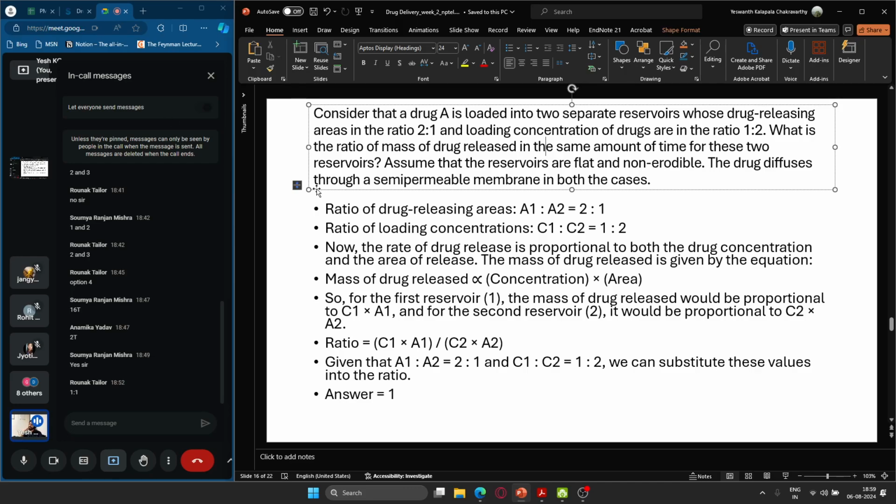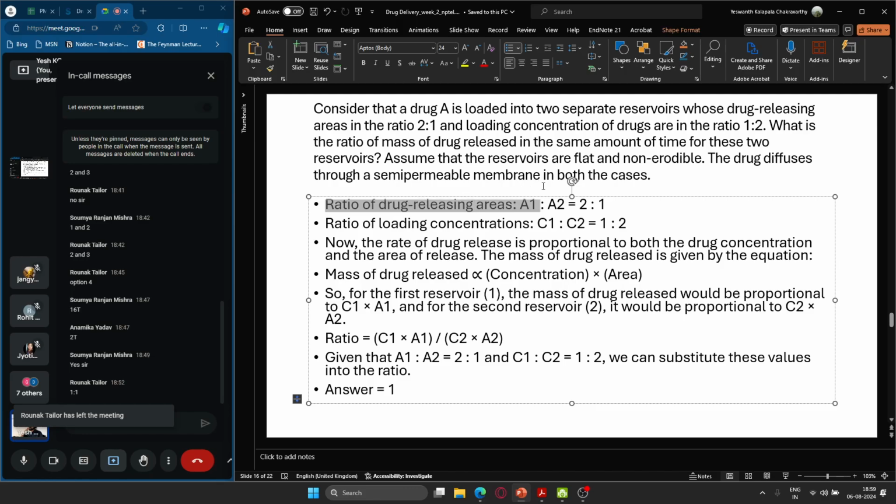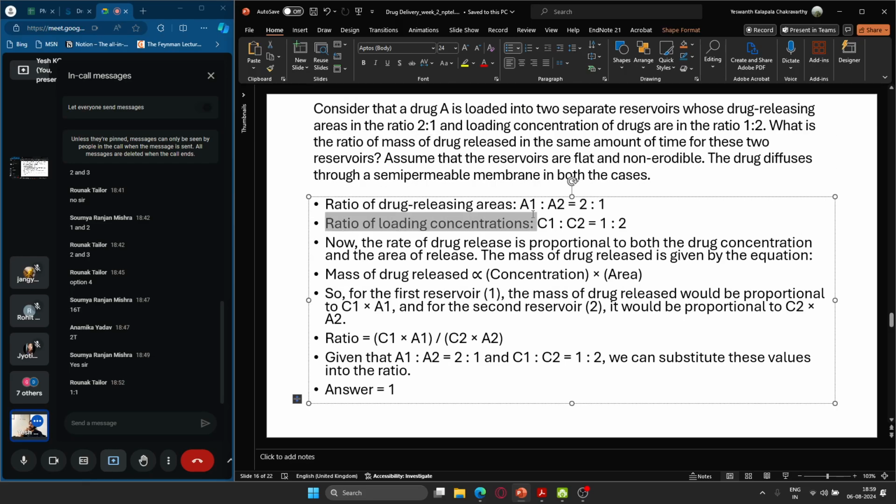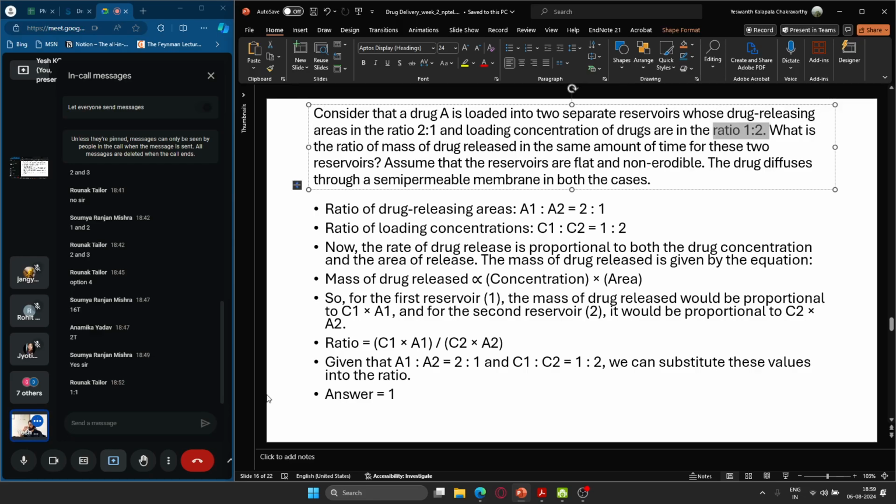Now, how we calculate that: we know a few things. We know the ratio of drug releasing areas, or the circumference, of both the reservoirs. If I assume reservoir 1 circumference to be A1 and reservoir 2 circumference to be A2, I know A1 is to A2 is 2 is to 1, which they have given us. Similarly, we know the drug loading concentrations. If C1 is the concentration of drug loaded in reservoir 1 with circumference A1, and C2 is the concentration of the drug loaded in reservoir 2 with circumference A2, I know C1 is to C2 is 1 is to 2, which they have given.